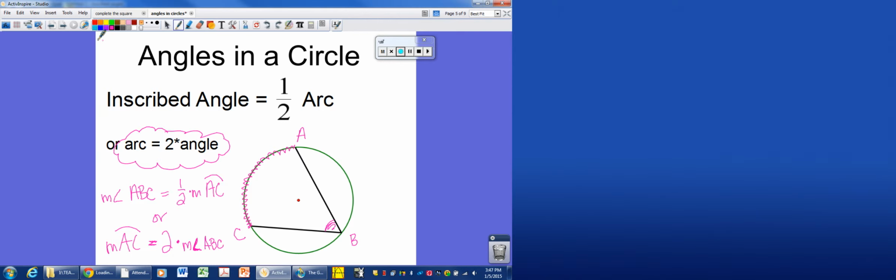One of them is an inside angle. If two chords intersect at the center, then they make central angles. But if they intersect any place other than the center, then you have created some inside angles, angles that are completely contained inside of that circle.